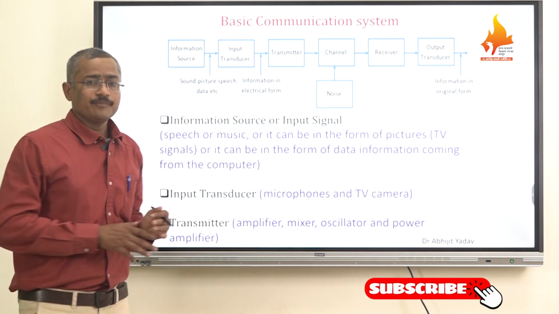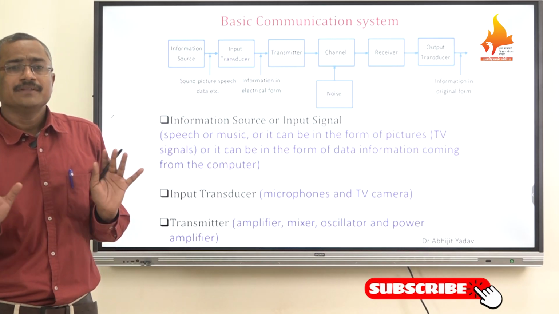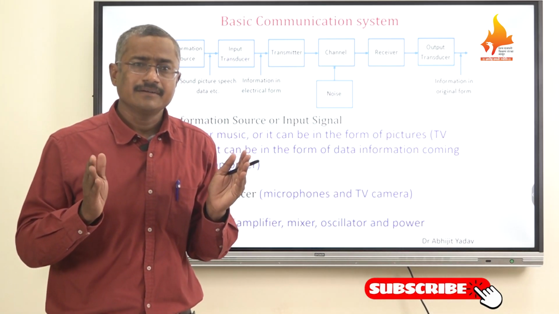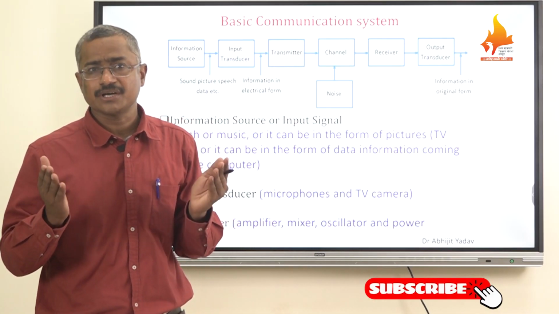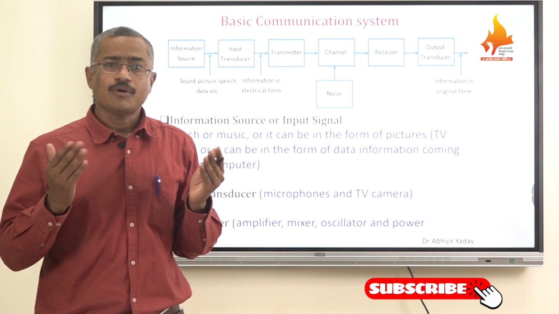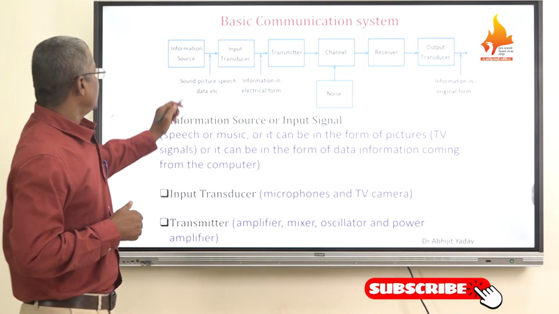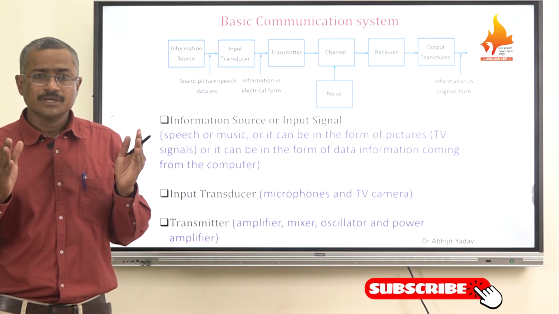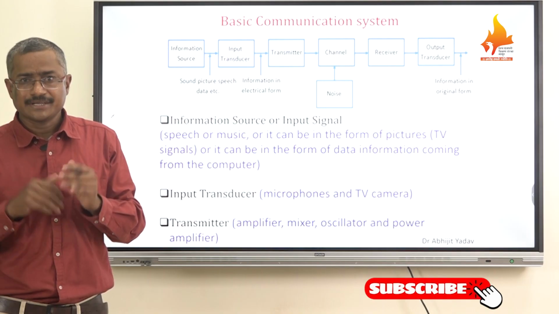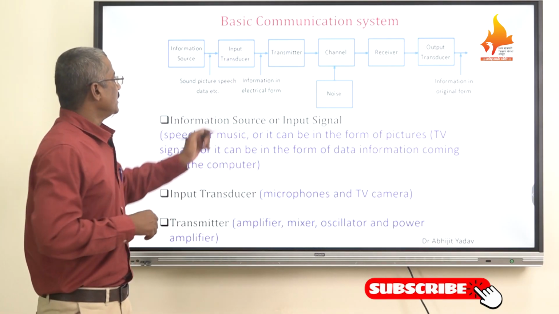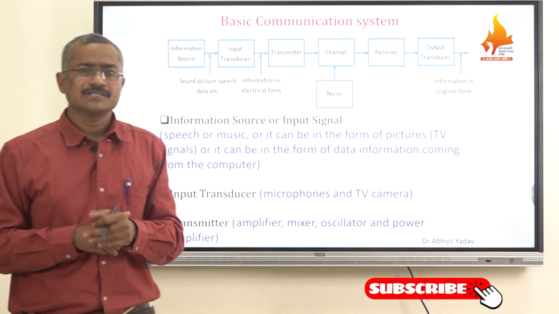Information source can be in the form of voice, like speech or music, or in the form of pictures, or in the form of digital data coming from the computer. Whereas the input transducer is used to convert this information into a suitable time-varying electrical form. Now we will move to our third point, the transmitter. So what is the function of a transmitter?